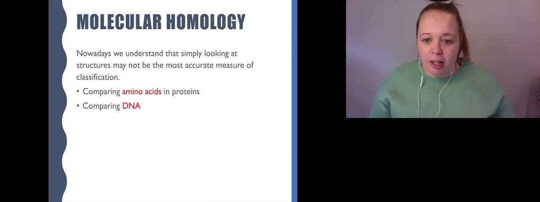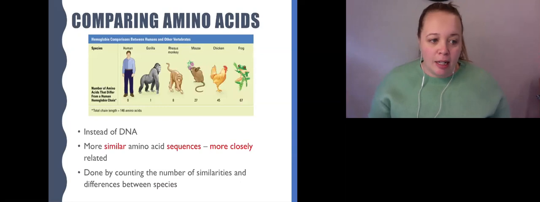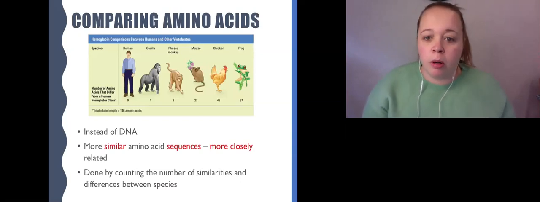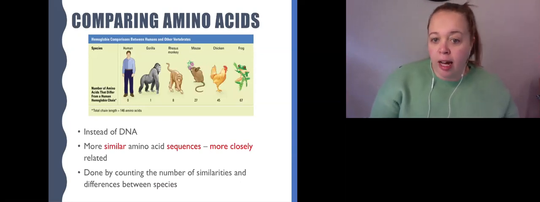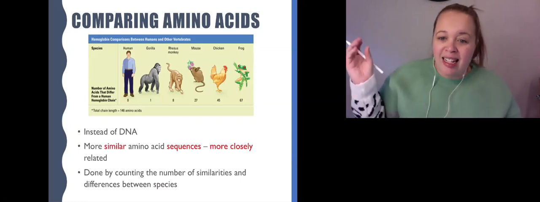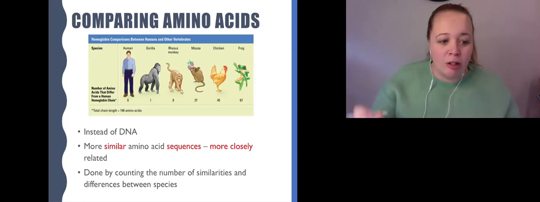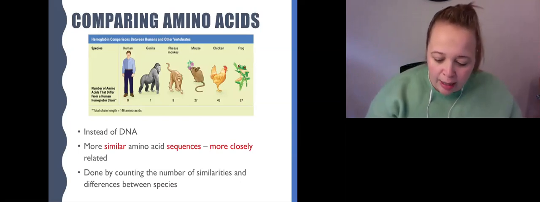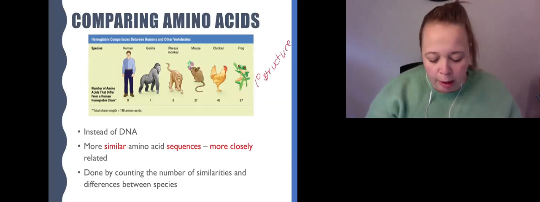The first way that we're going to look at is comparing amino acids in proteins. The next one is comparing DNA. What you can do with this is look at similar proteins that exist across different species and examine their primary structure. So what is the primary structure? That is the order of amino acids.